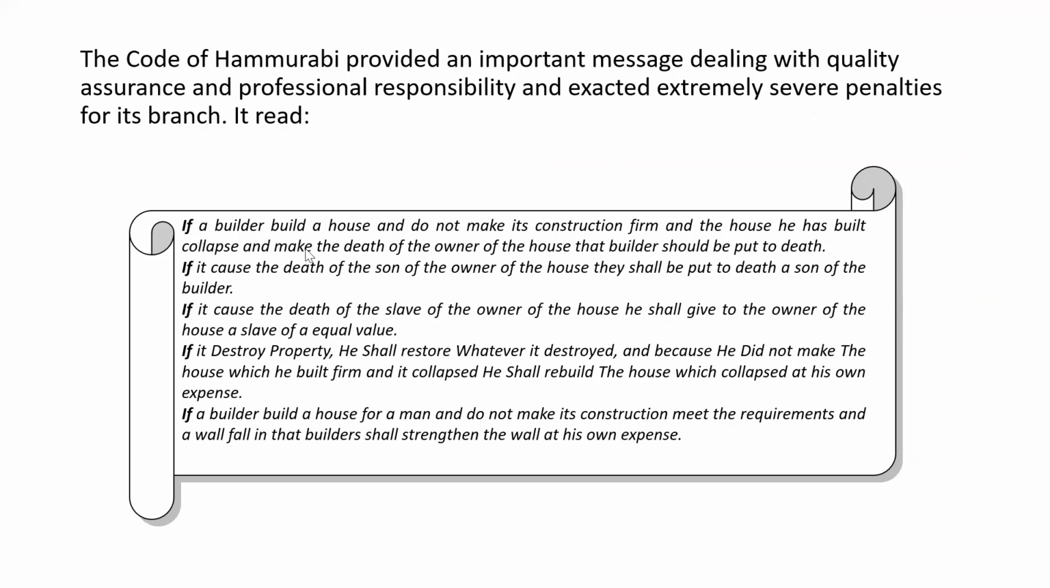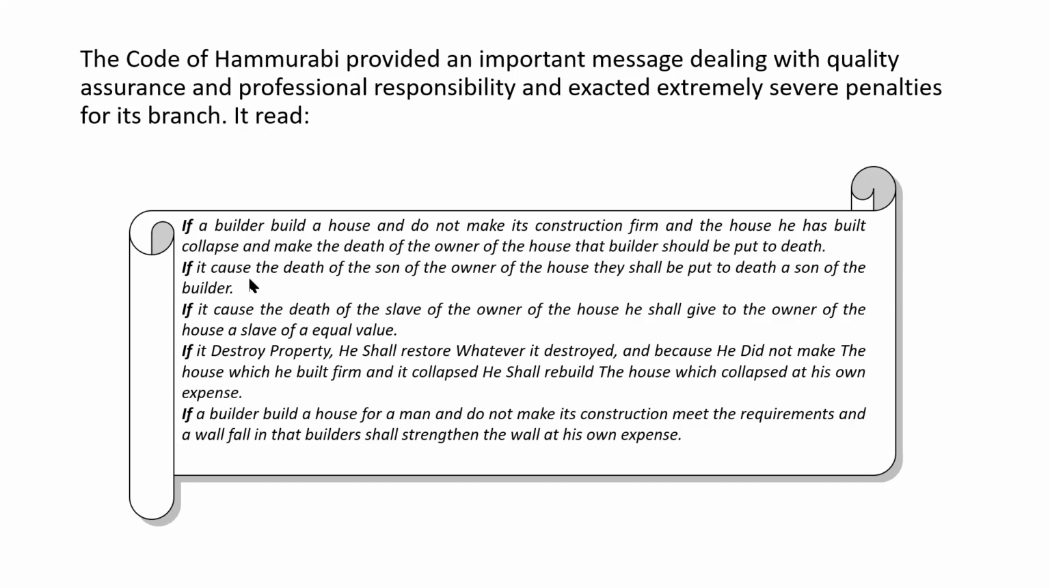Let's have a look at the content of the Code of Hammurabi. If a builder builds a house and does not make its construction firm, and the house he has built collapses and causes the death of the owner of the house, that builder should be put to death. So if the building collapsed and caused the death of the owner, ya, jika the ownernya mati, maka the builder should be put to death also. Okay, one life for another one life.